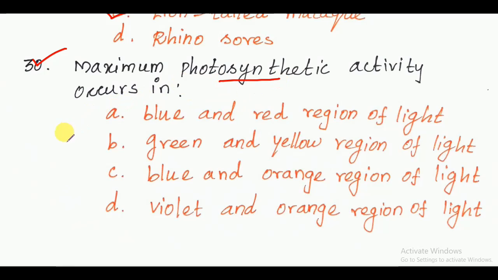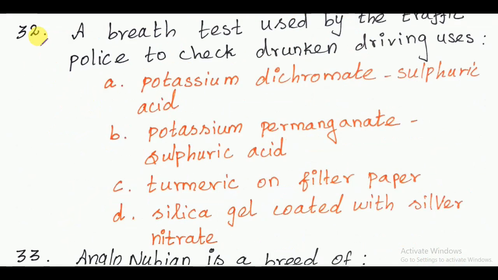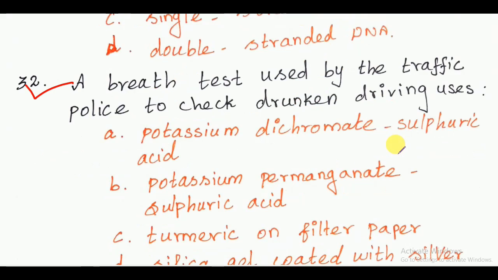Next. Maximum photosynthetic activity occurs in the blue and red region of light. Next. The AIDS virus has single-stranded RNA. Next. A breath test used by the traffic police to check drunk driving uses potassium dichromate and sulfuric acid.